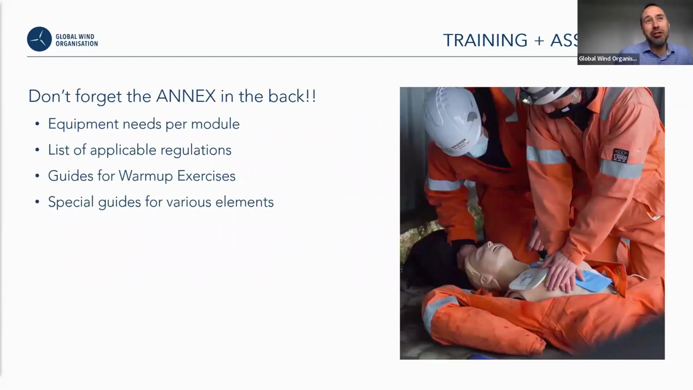And I always recommend take some time to look at the annex on the back. That's where it lists the equipment that you're going to need per module, and what applicable regulations. It could be European regulations and US regulations. There's usually guides for warm-up exercises per module in there. And then sometimes it has specific guides on various elements because we've taken some learnings from different training providers and shared those across the industry.